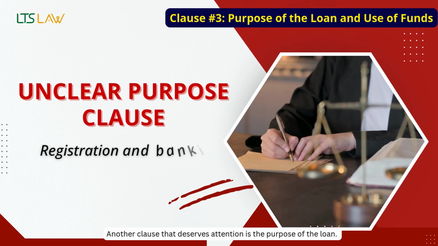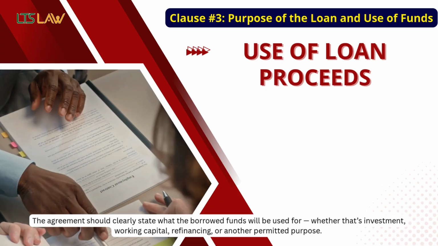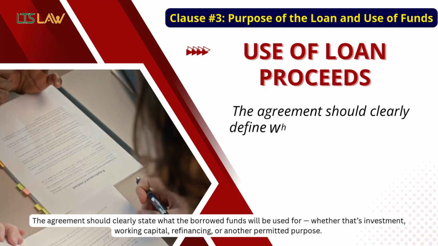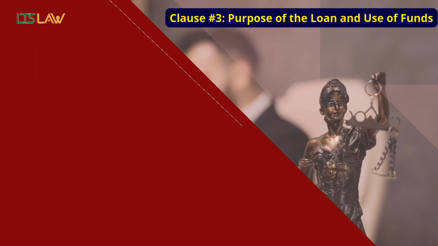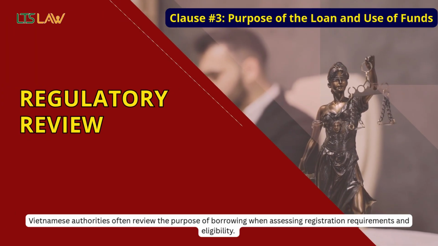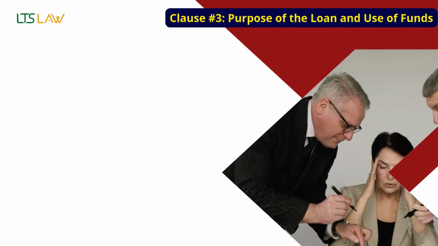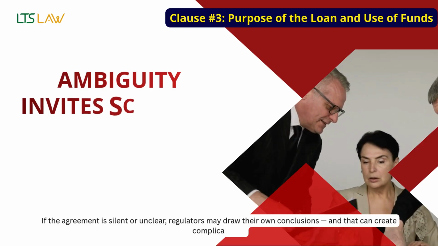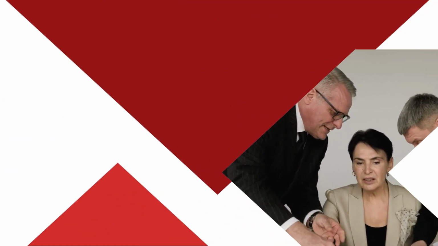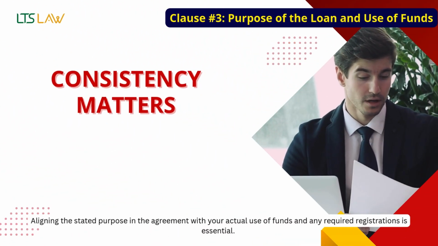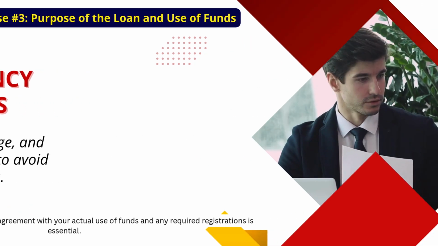Another clause that deserves attention is the purpose of the loan. The agreement should clearly state what the borrowed funds will be used for, whether that's investment, working capital, refinancing, or another permitted purpose. Vietnamese authorities often review the purpose of borrowing when assessing registration requirements and eligibility. If the agreement is silent or unclear, regulators may draw their own conclusions, and that can create complications. Aligning the stated purpose in the agreement with your actual use of funds and any required registrations is essential.